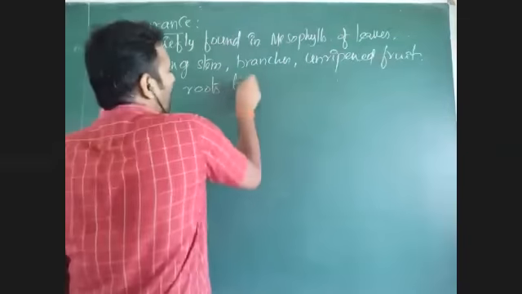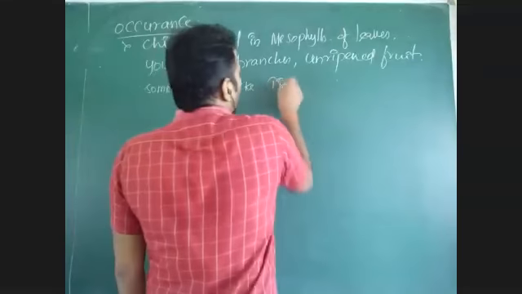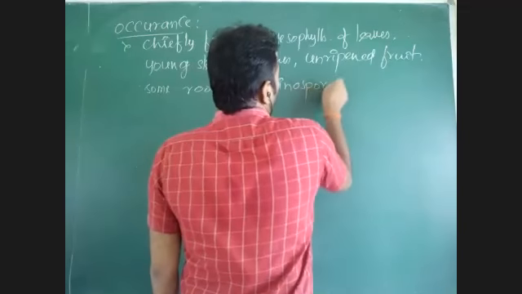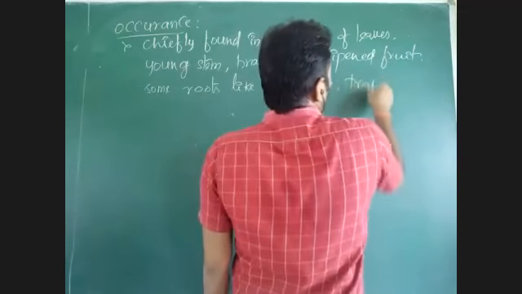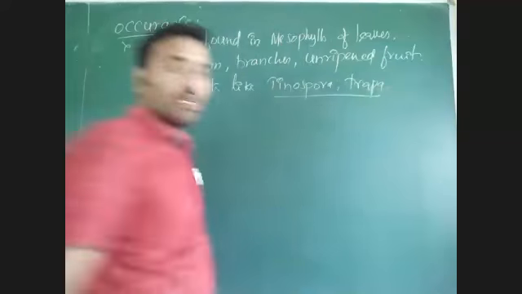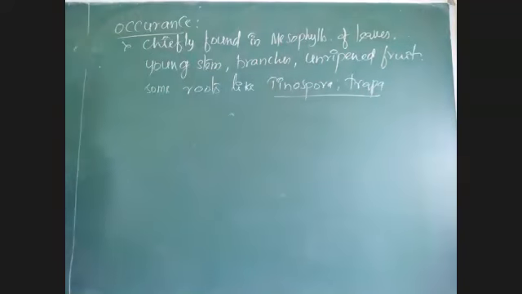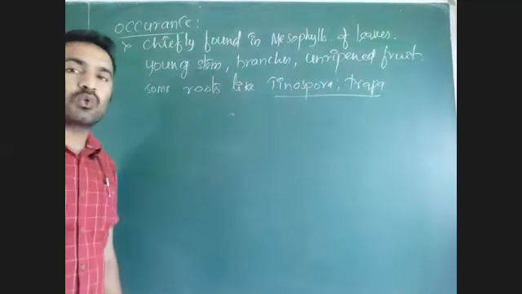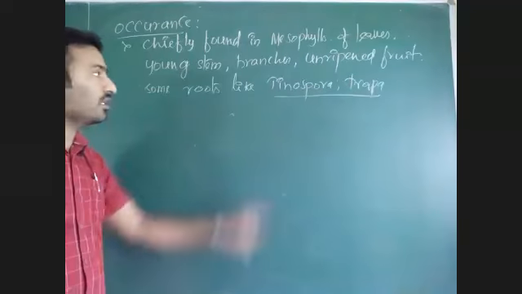Roots like Ctenospora, Trapa. Ctenospora and Trapa are plants. In those plants there are photosynthetic roots. Roots have chloroplast in those plants.